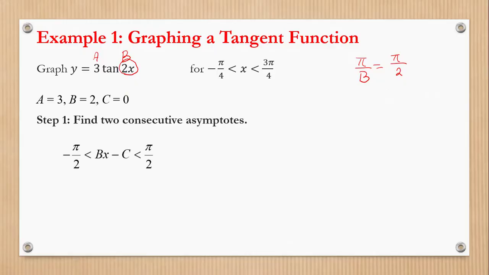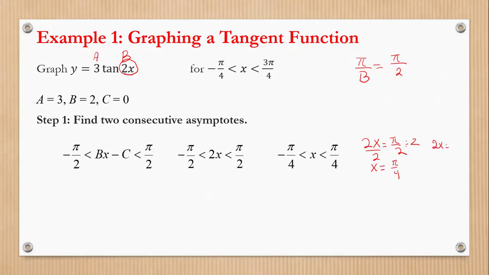Okay, so if we set it equal to pi over 2, if 2x is equal to pi over 2, to find the x, we just need to divide both sides by 2. So we get x equal to pi over 4. If you set it equal to negative pi over 2 and divide both sides by 2, you get x equal to negative pi over 4. These are the equations of the vertical asymptotes.